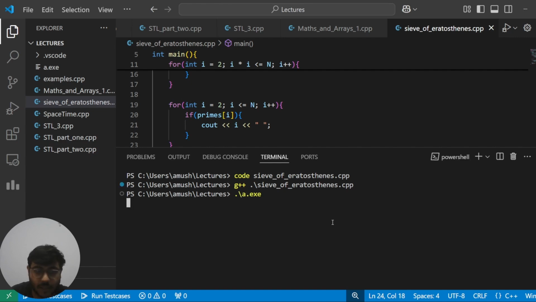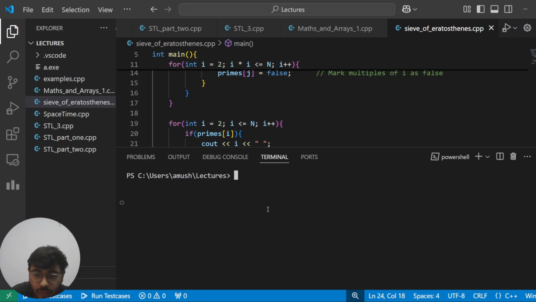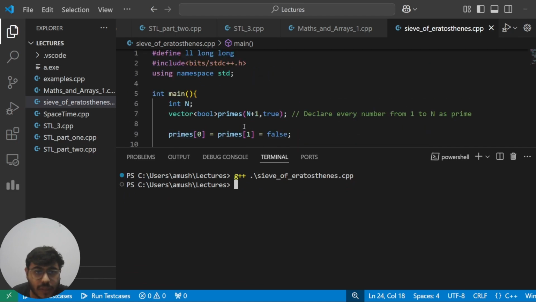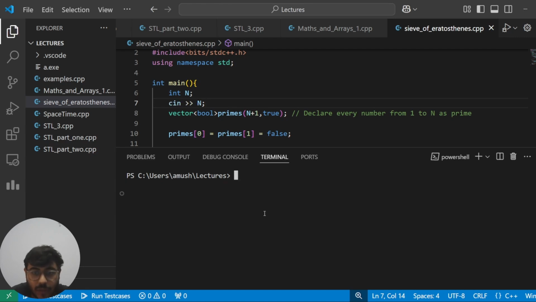A.exe, and let's take a number like 5. What happened? Okay, I don't know what happened. Let me check again. Okay, I have to take the number input. I haven't taken the number as input. Okay, let's try to run this piece of code again.